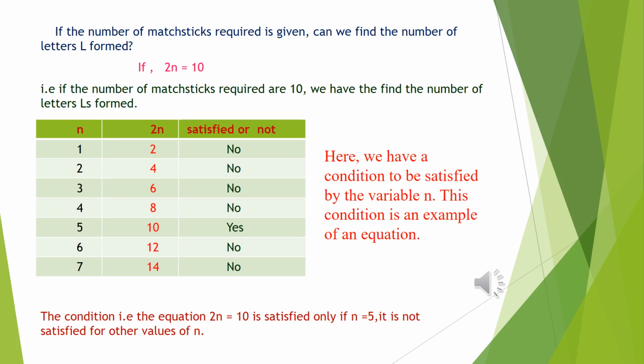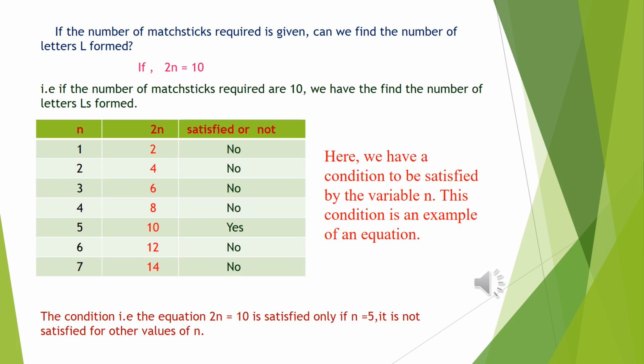So first we'll see with 1. 1 into 2 is 2. Therefore, the condition is not satisfied because we want the value 10. For n equals 2, the value will be 2 into 2, 4. Here also the condition is not satisfied. For n equals 3, the value of 2n is 6. Therefore, the condition is not satisfied. For n equals 4, 2n is 8. So, the condition is not satisfied.